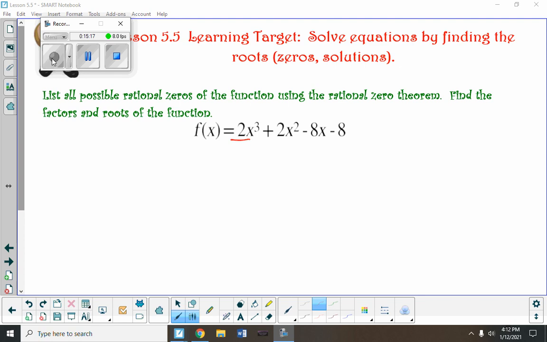All right, let's take a look at this one. So again, we're going to first list all the possible rational zeros of the function using the rational zero theorem, P over Q. And then we're going to find the factors and then the roots of the function. So the P is the factors of 8, the constant.